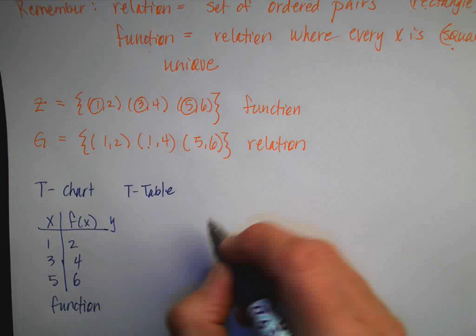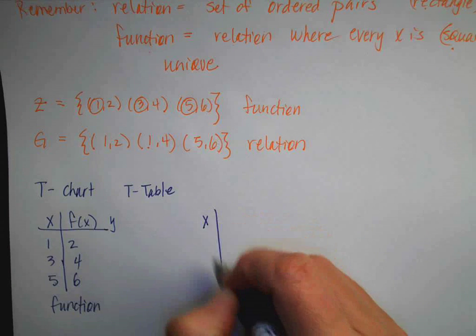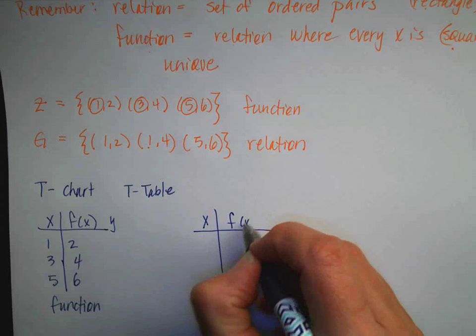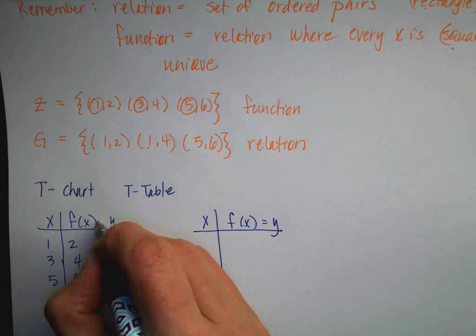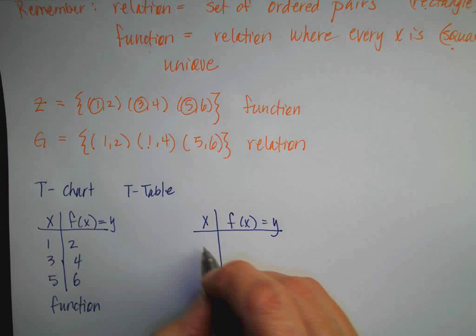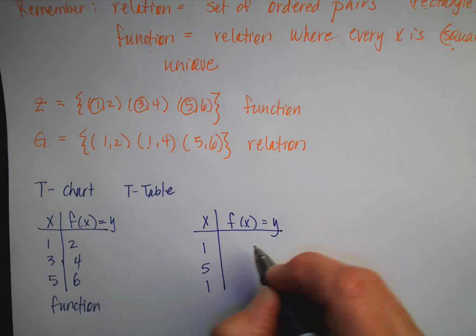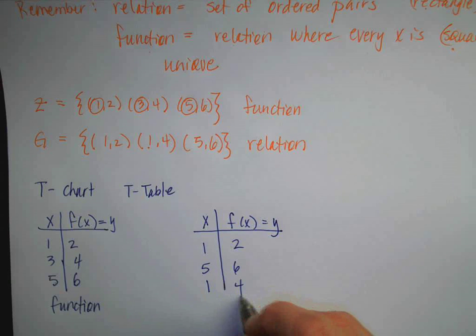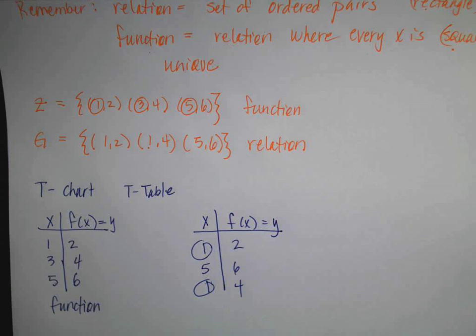And then this would be a function because, again, all of my x's are unique. None of them repeat. And then if I had x and f of x, which is the same thing as y, put an equals there so I'm consistent, and I had 1, 5, and 1, 2, 6, and 4, these two guys repeat. Therefore, this particular one is not a function, and it would be a relation, okay?